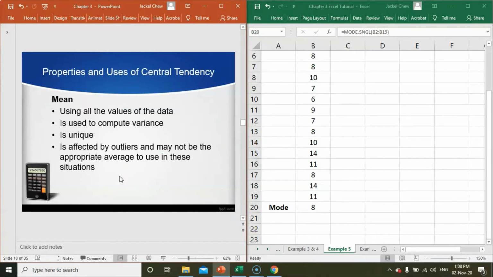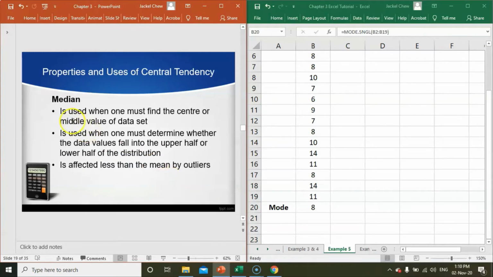Next, in this section, I will explain about the properties and uses of central tendency. For mean, basically we need to use all the values of the data. And then the mean also can be used to compute the variance. The value of mean is unique, meaning that different data sets have their own mean, and the mean can be affected by outliers. Therefore, if we have data that has an outlier or outliers, then the mean may not be the appropriate average to use and to interpret the data.